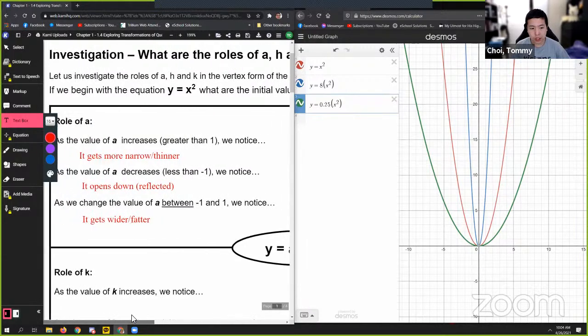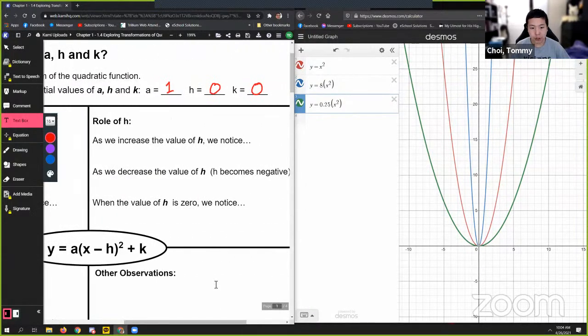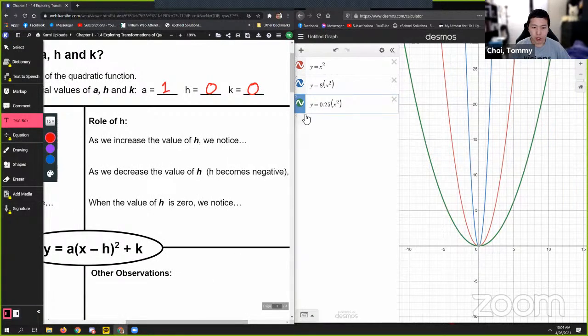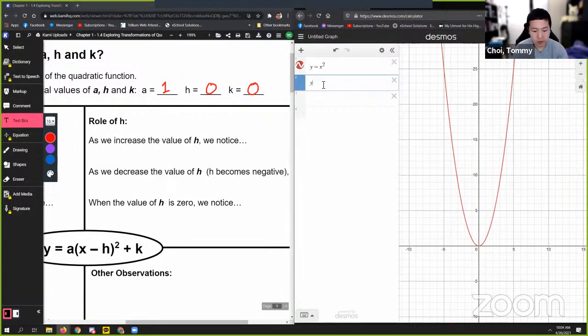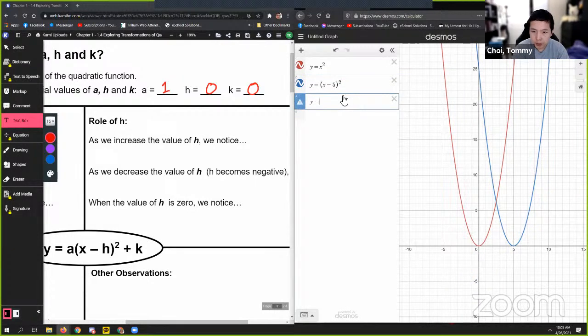So now let's go to another value, like H. H would be inside the bracket and it subtracts and adds, right? So let's plug in, for example, x minus 5 squared. And we'll do a positive value in the other one, x plus 7 squared.